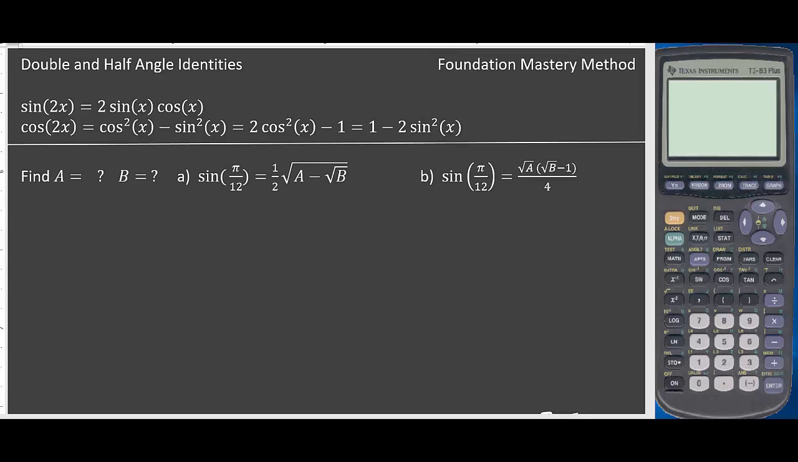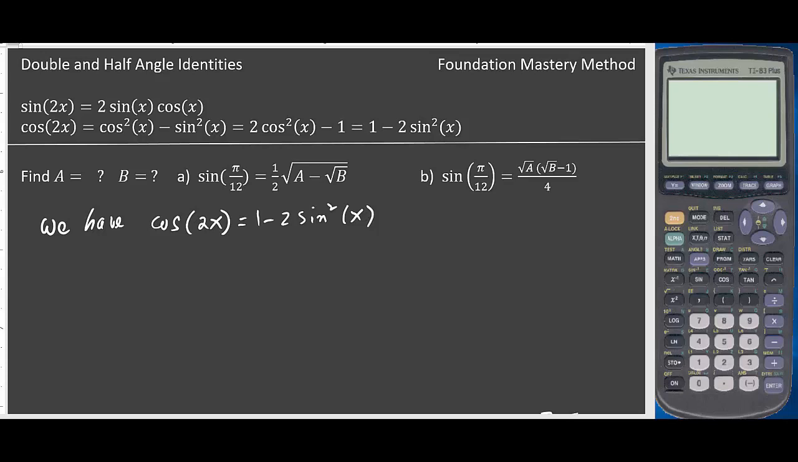We have to figure out the value of sine pi over 12 in this form and in this form. So this form will come from the half angle formula and this one will come from the compound angle formula, and I'll show you how we use those two different forms.